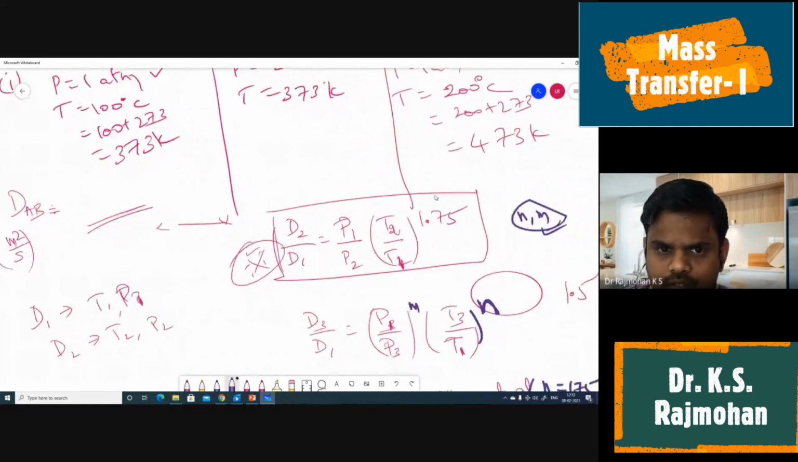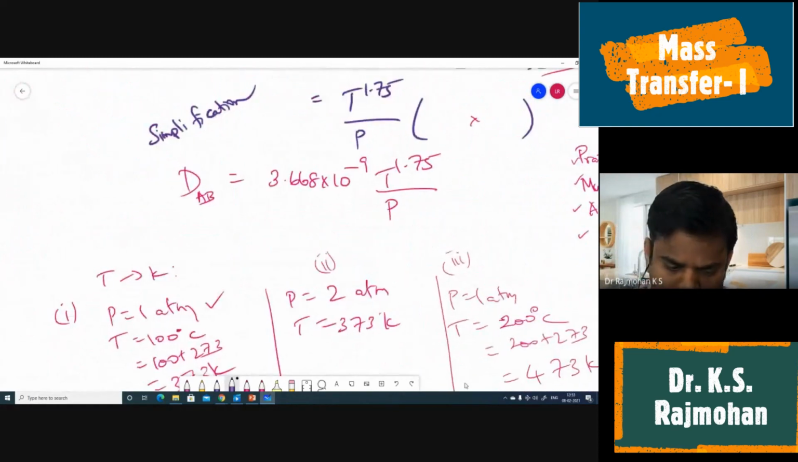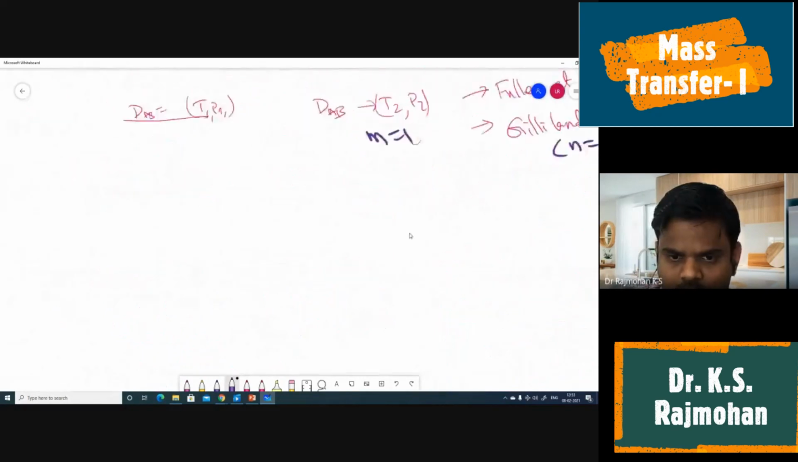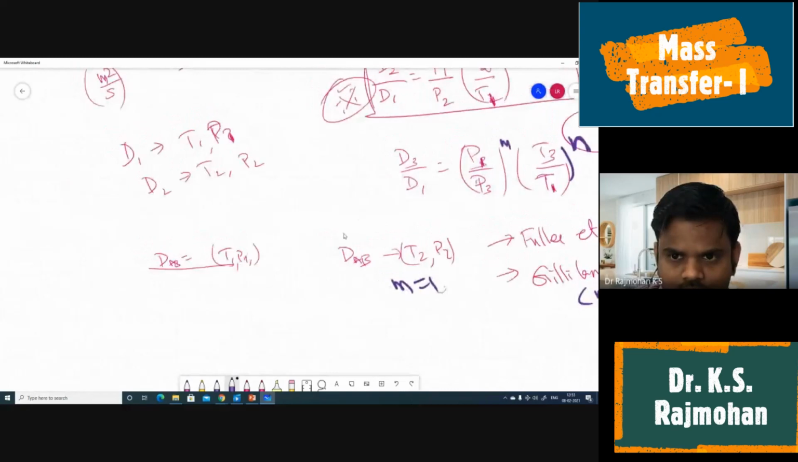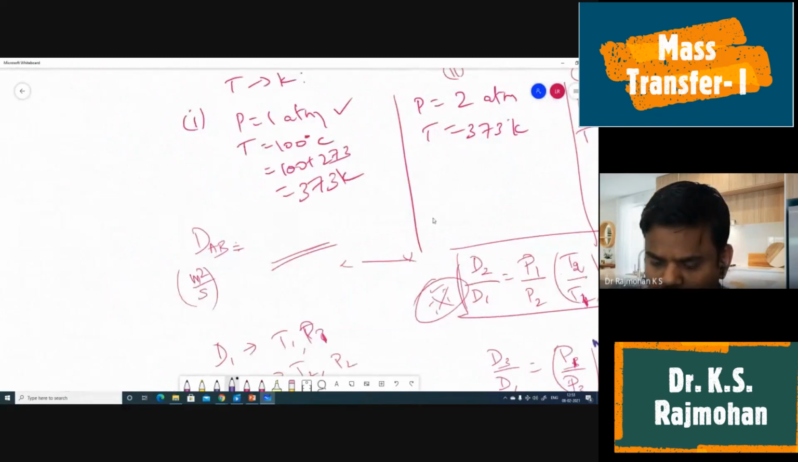Are the values? Yes, sir. One second, I will note down in my paper. 3.668 into 10 power minus 9. So be correct if you get that. Okay. So first case.